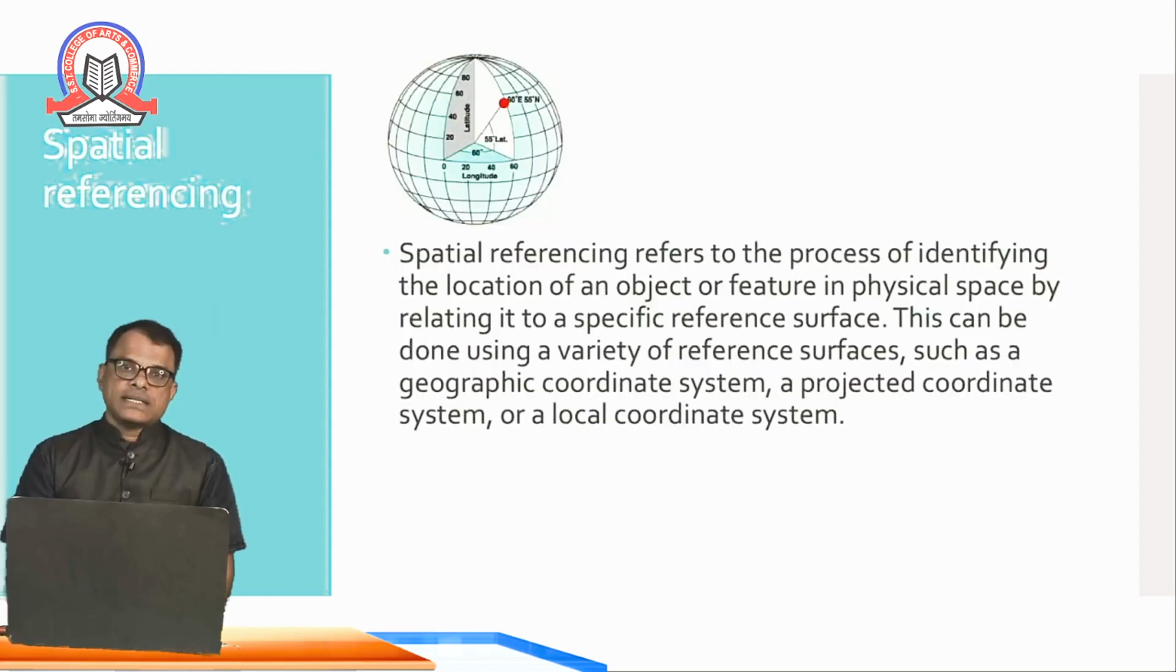First, we will try to understand what is meant by spatial referencing. Spatial referencing refers to the process of identifying the location of an object or feature in physical space by relating it to a specific reference surface. This can be done using a variety of reference surfaces such as a geographic coordinate system, a projected coordinate system, or a local coordinate system.